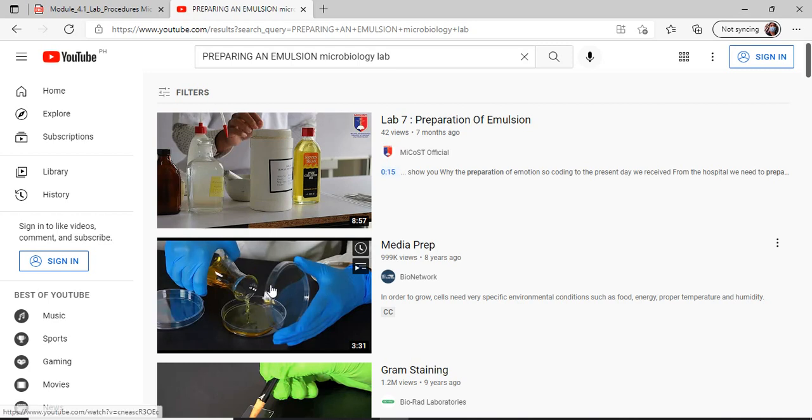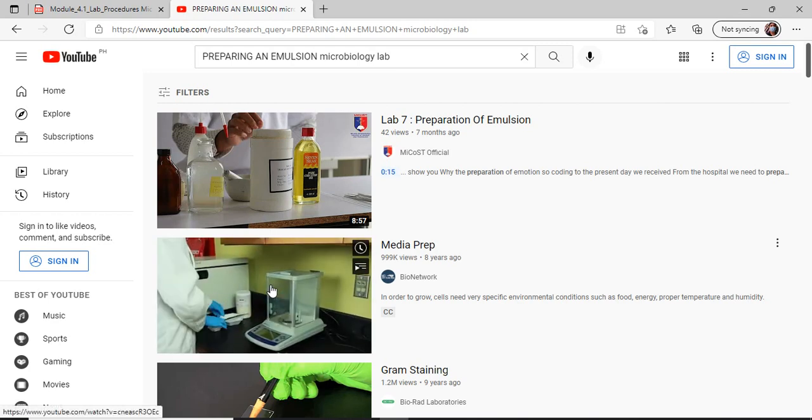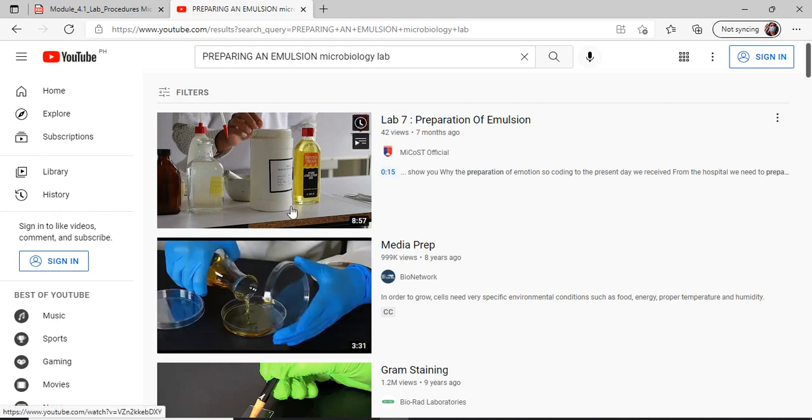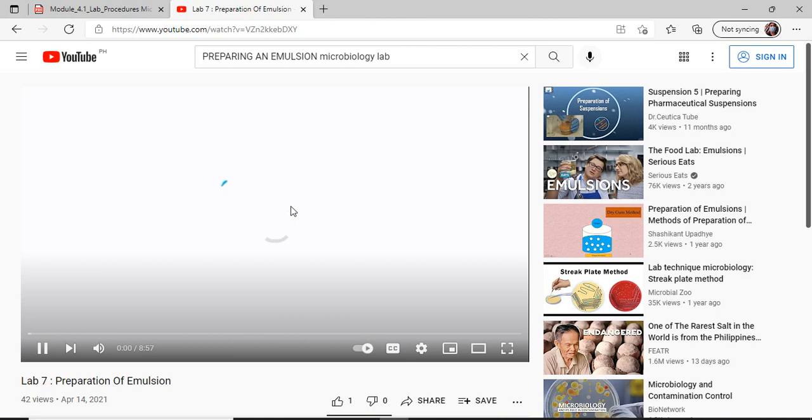In this case, the media protocol preparation, emulsion, preparing the doctor's emulsion. He requested us. Let's see if this is bacterial related or chemistry based.